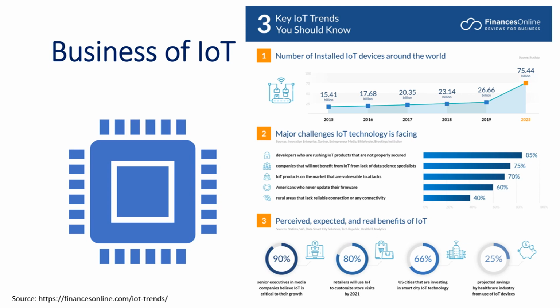Part 2 is the major challenges IoT technology is facing. Now, 85% believe developers are rushing IoT products that are not properly secured, and the least critical is rural areas that lack reliable connection or any connectivity. Part 3 is the perceived, expected, and real benefits of IoT. 90% of senior executives in media companies believe IoT is critical to their growth. 80% of retailers will use IoT to customize store visits by 2021. 66% of US cities are investing in smart city IoT technology. 25% projected savings by the healthcare industry from use of IoT devices.